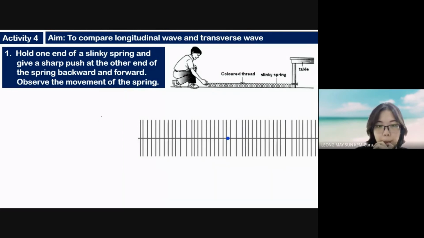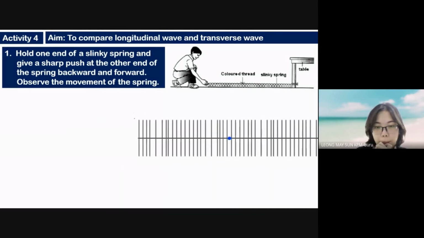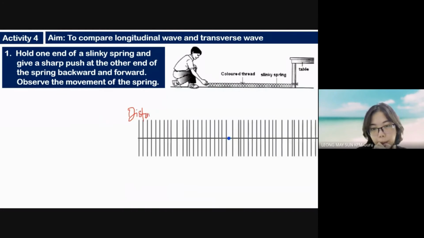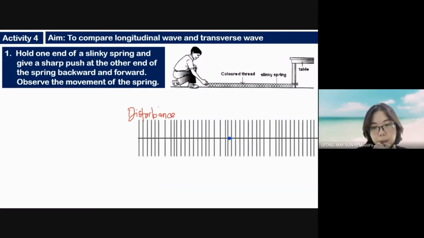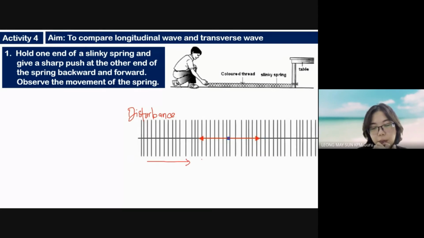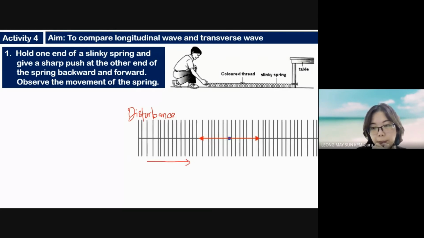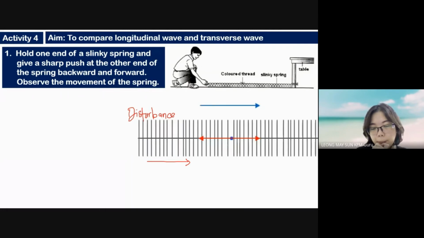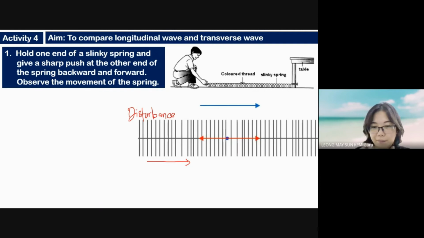What can you say about the direction of vibration of the particle in relation to the direction of propagation of the wave? So here's actually the disturbance. The wave energy is moving towards the right. Back and forth, it vibrates parallel to the direction of propagation of the wave. Okay, so here we see that the wave profile is moving from the left, the source of disturbance, which is here, towards the right-hand side. So we consider this as wave propagation, wave movement.